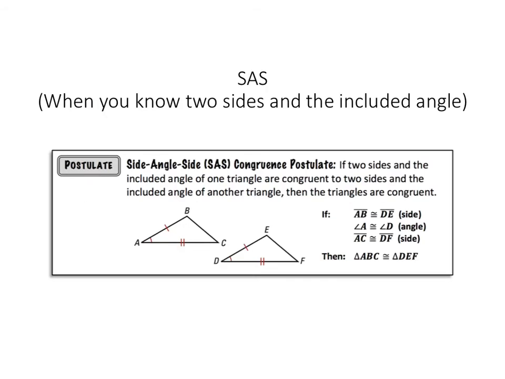Our next postulate is side angle side, so we need to know two sides, and because the A is written in between, it is the included angle between those two sides. Again, this postulate says that if we know two pairs of congruent sides on two triangles and the included angle on both triangles, then using SAS, we can pronounce these two triangles to be congruent.